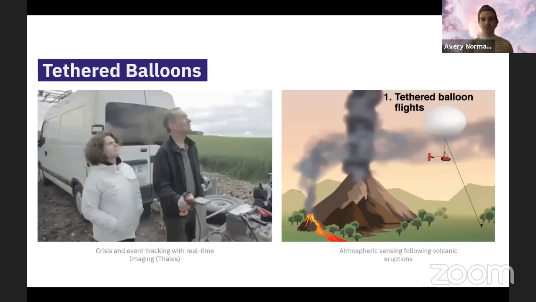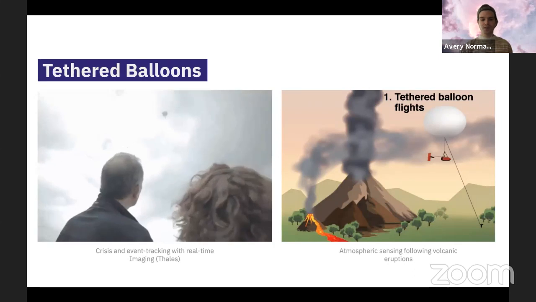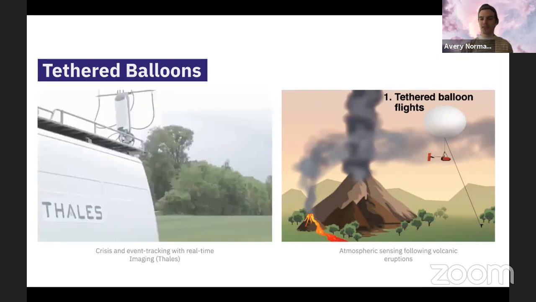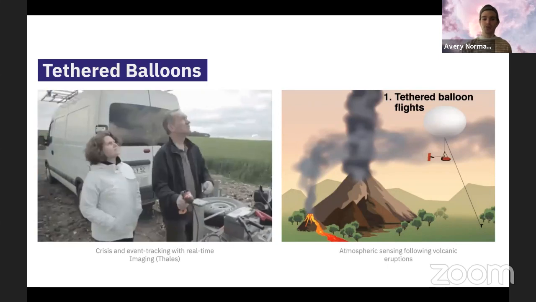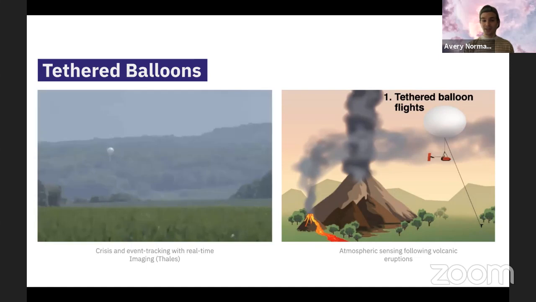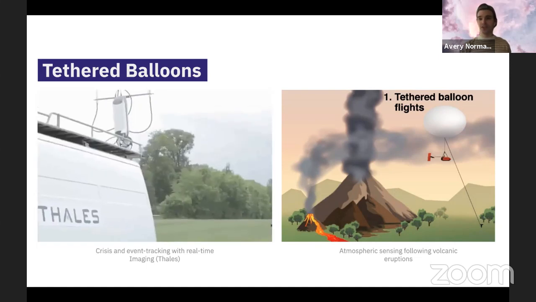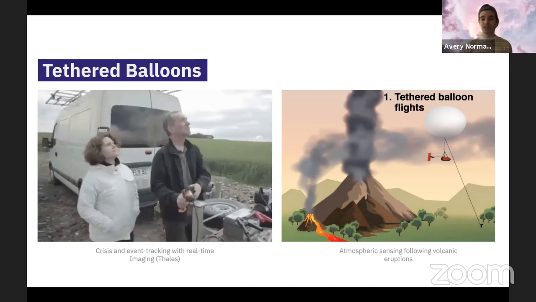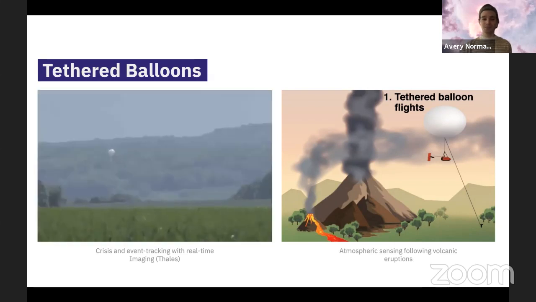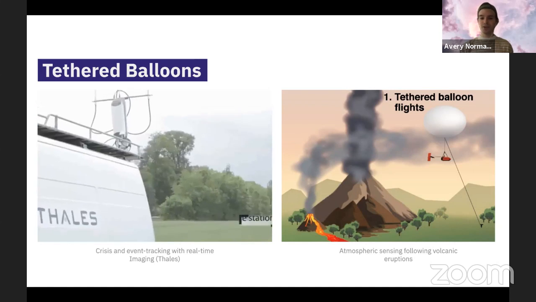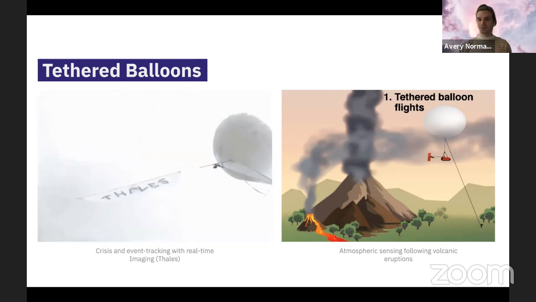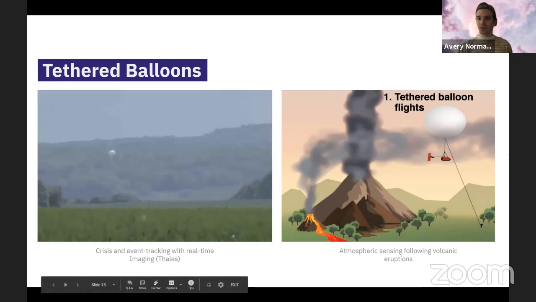Some other examples of tethered balloons. The image on the left is by a company called Thales, and they use tethered balloons for real-time crisis tracking. So, for large-scale things like floods and hurricanes, we need satellite imagery. But in terms of actually tracking people on the ground, triage and things like that, that aerial imagery can be super helpful. On a more scientific side, on the image on the right, I'll shrink this real quick.